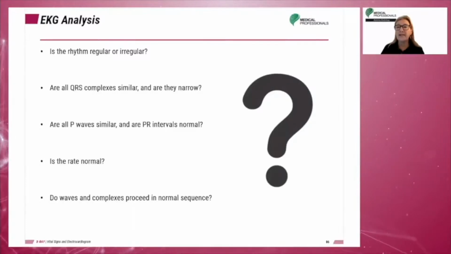When analyzing the EKG waveform, the key questions are the following. Is the rhythm regular or irregular? Are the QRS complexes similar, and are they narrow? Are all P waves similar? And are P wave intervals normal? Is the rate normal? And do waves and complexes proceed in a normal sequence?